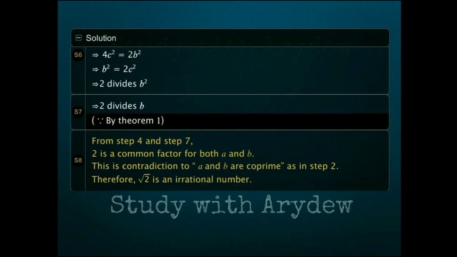Therefore, from step 4 and step 7, there is a common factor 2 for both a and b, which contradicts that a and b are coprime, as in step 2. This contradiction arises due to our incorrect assumption that the square root of 2 is a rational number. Hence, it is proved that the square root of 2 is an irrational number.